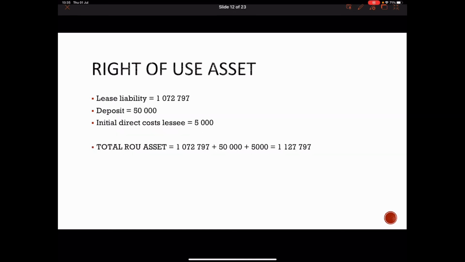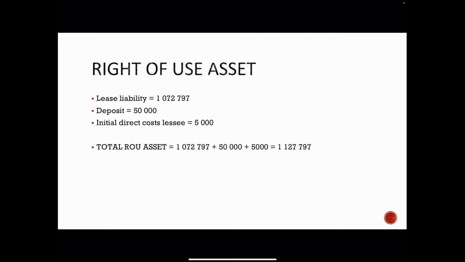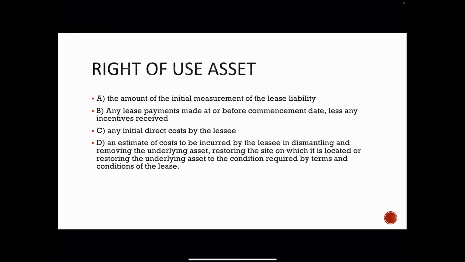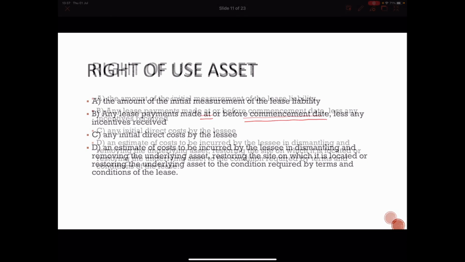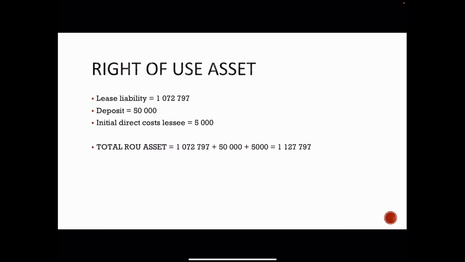So we already calculated the lease liability. Also, the deposit of 50,000 Rand forms part of your right of use asset, as this is a lease payment made at commencement date. Our initial direct cost of the lessee of 5,000 Rand also forms part of the right of use asset. So we get a total right of use asset of 1,127,797.